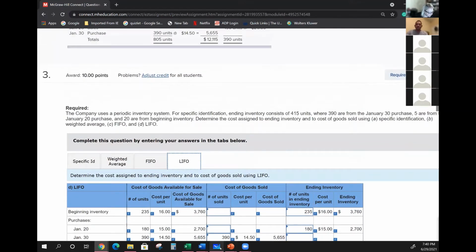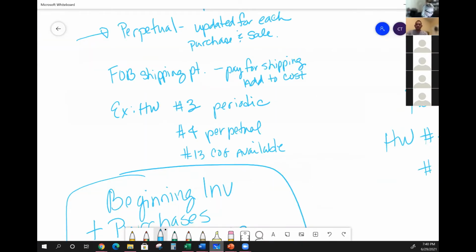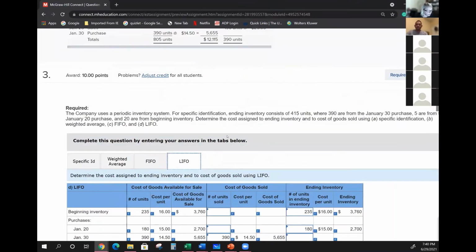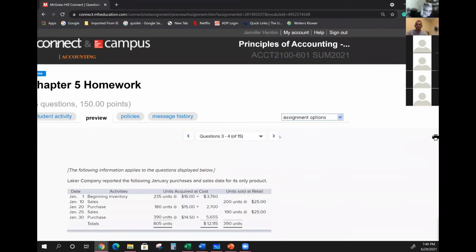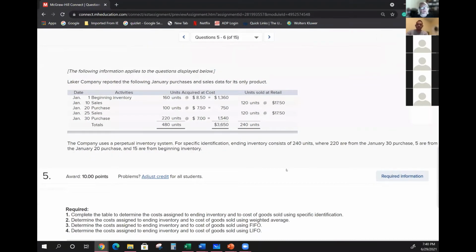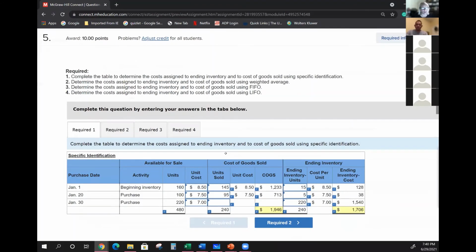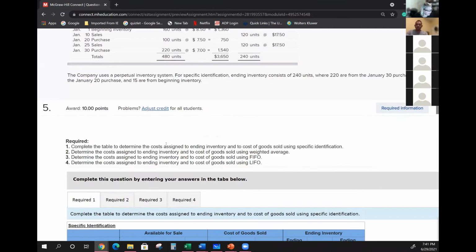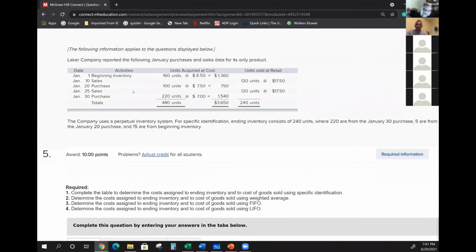I think the next one was number 4. Perpetual. I think it's the same type of problem, but we're doing perpetual, so now it's not going to be as easy. I'm not just looking at the end. The dates are going to be important. Okay, so here's all the information, same table. They're telling you that you're using perpetual. Specific, they have to give you the information because it's specific.